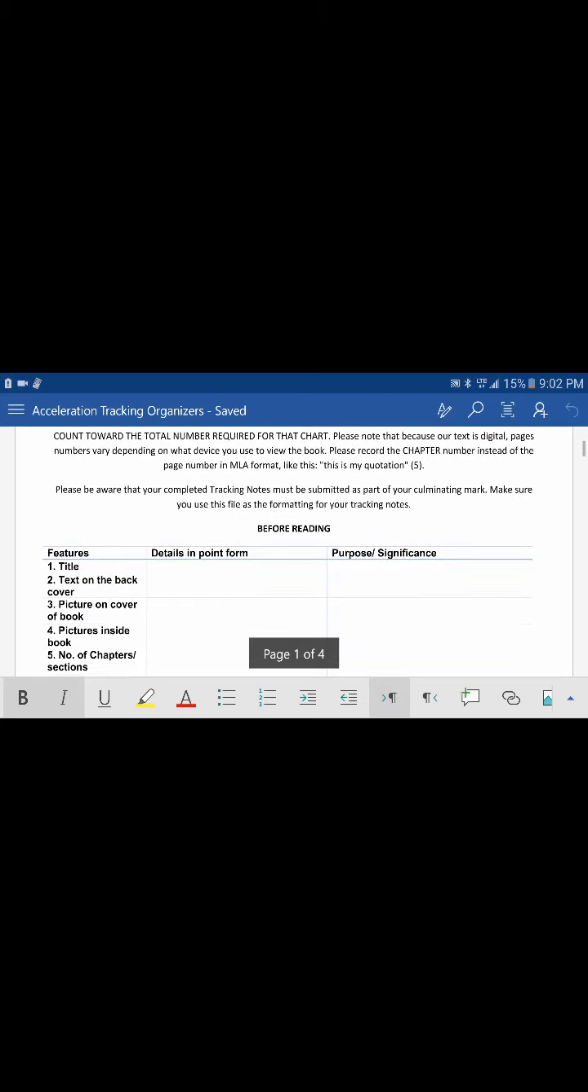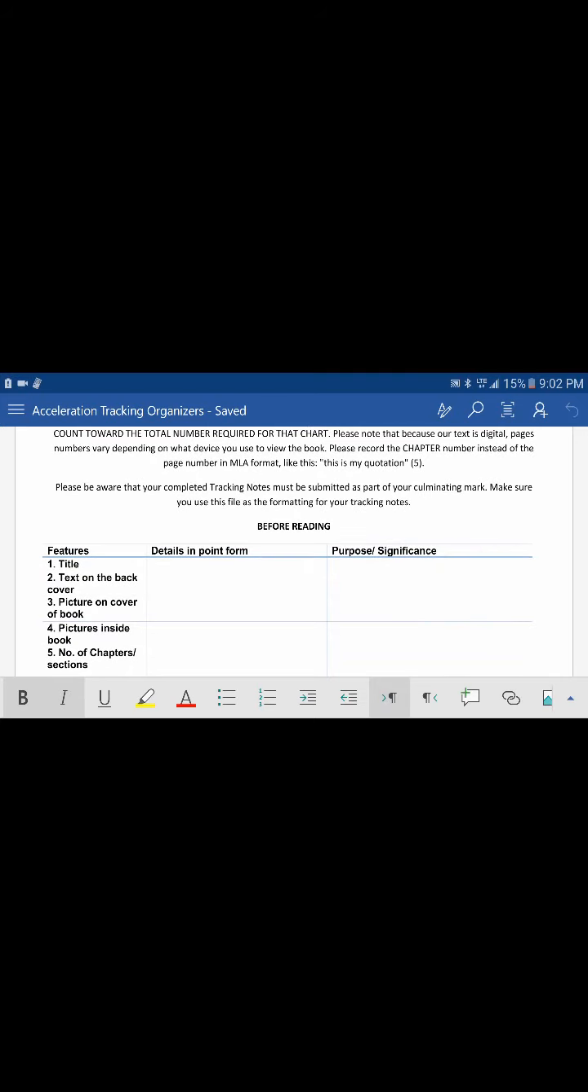Now, because our text is a digital text, it depends what device you're reading it on. So if you're reading it on a cell phone, your page numbers would be different than someone reading it on a laptop or reading it on an iPad. So for that reason, instead of using proper MLA format where you would record the page number, I'm going to ask that when you do a quote, you record the chapter number. That way I can still track it down and double check your quotations, but we can't use page numbers.